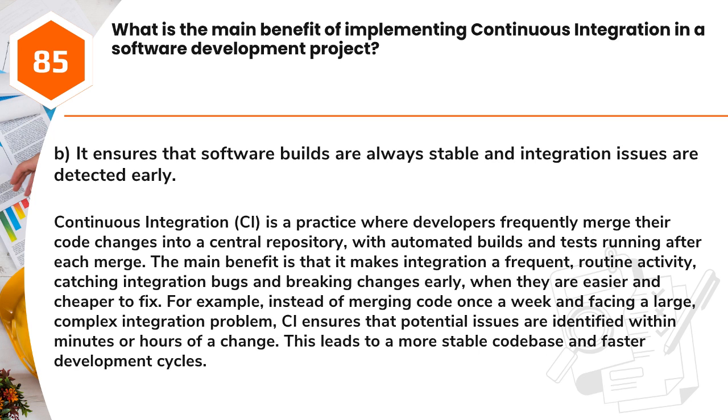Answer: B. It ensures that software builds are always stable and integration issues are detected early. Continuous integration, CI, is a practice where developers frequently merge their code changes into a central repository, with automated builds and tests running after each merge. The main benefit is that it makes integration a frequent, routine activity, catching integration bugs and breaking changes early, when they are easier and cheaper to fix.